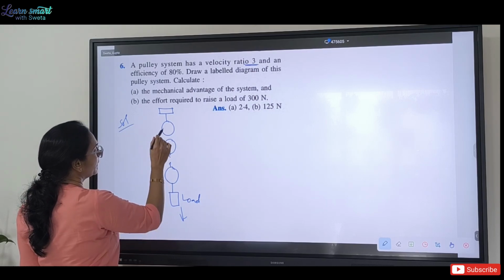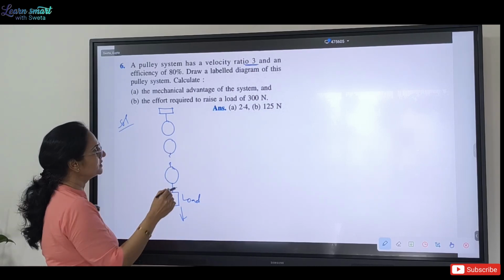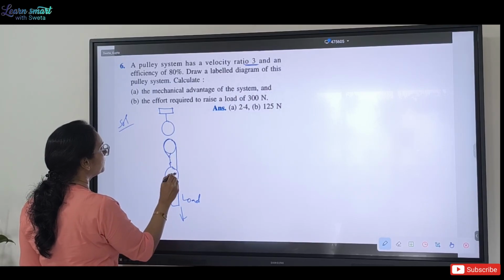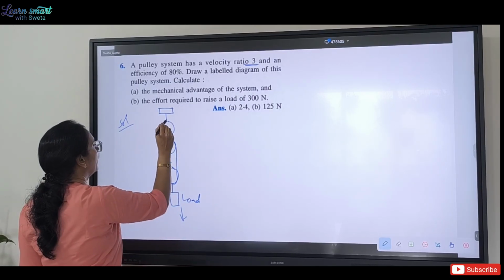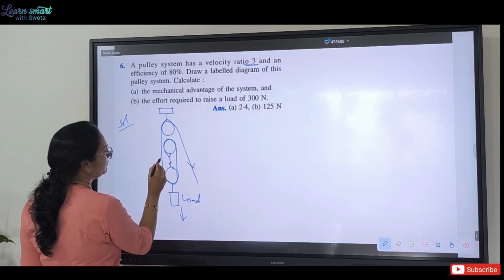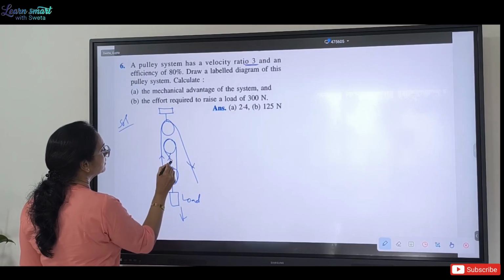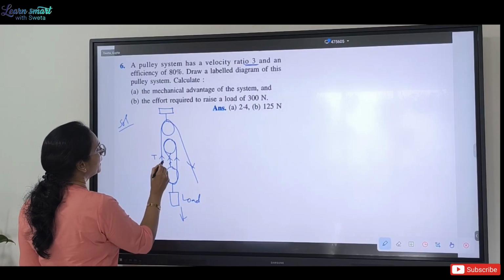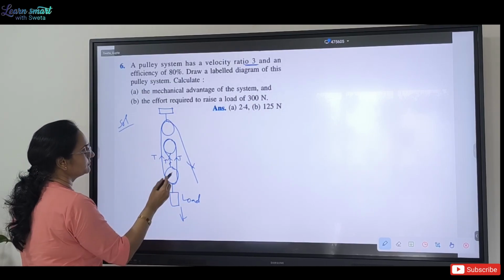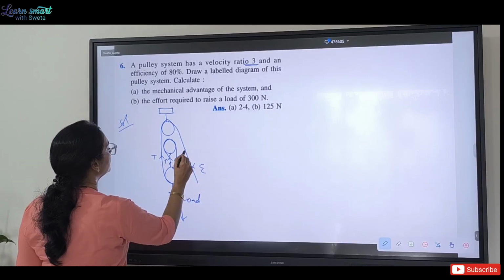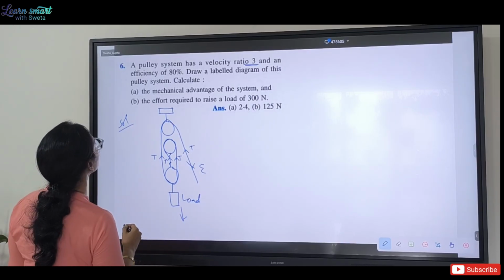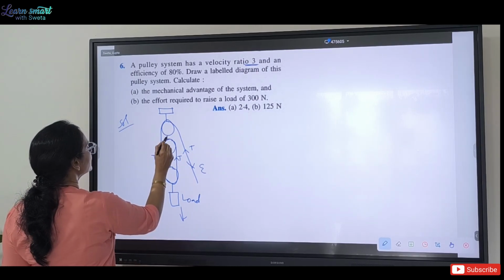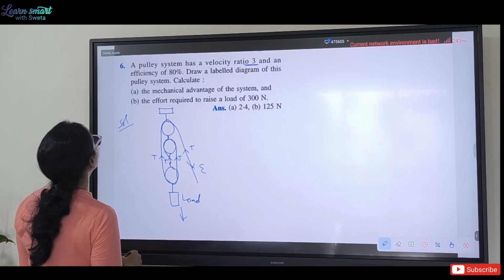Since there are more pulleys in the upper block, we have to draw the thread from the lower block to the up, and this is how it will be. And we have to show the arrows. So the load is supported by 3 T forces, tension forces. This is the effort, and here is, again, that tension force. So this is the diagram that we can draw, and of course there will be connection between the pulleys.